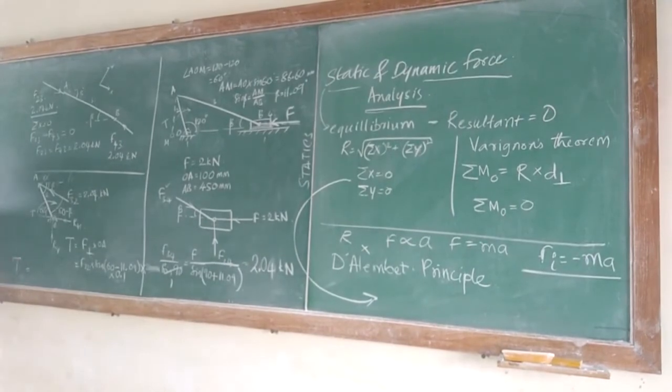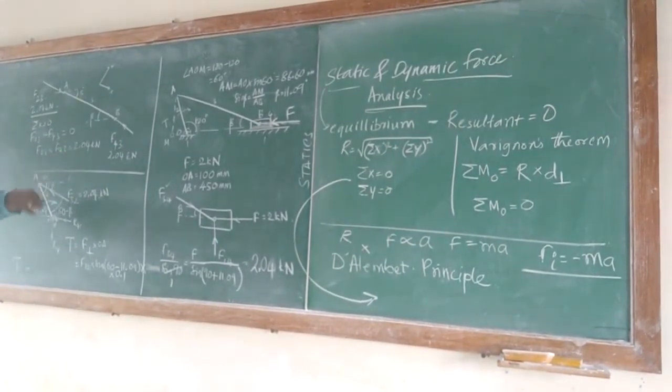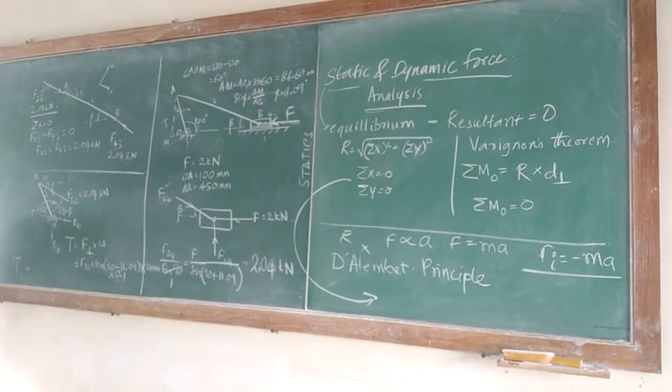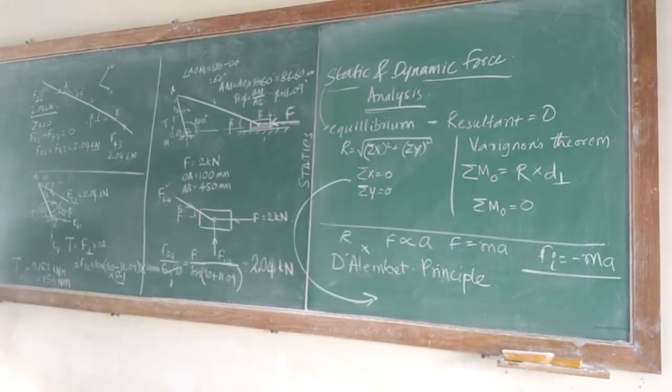Torque is 2.04 kilonewtons into sine of 60 minus beta (0.09) into 0.1. What do we get? 0.153, this is kilonewton meters. Fine. If you want to convert to newton meters, what should you do? Multiply by 1 kilo, which means 10 power 3. 153 newton meters. This is the torque required to stop it. Fine. Thank you.